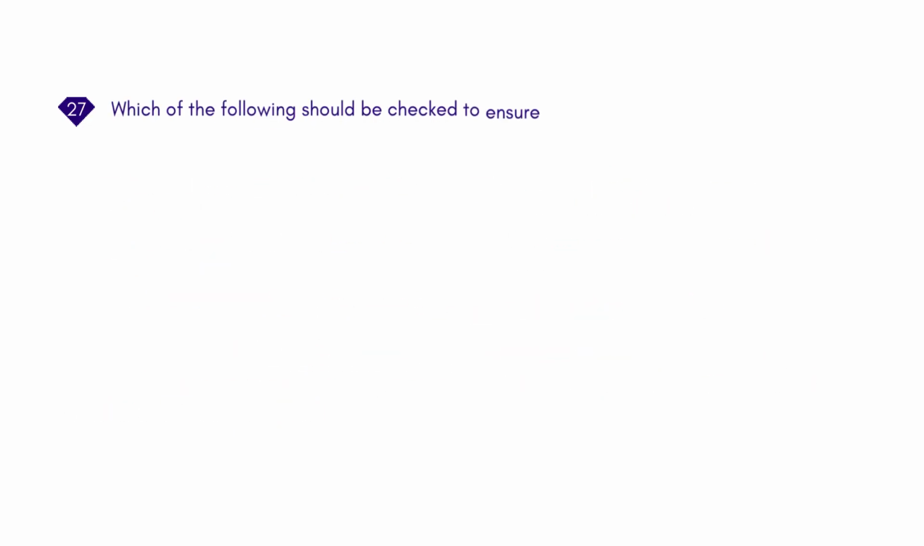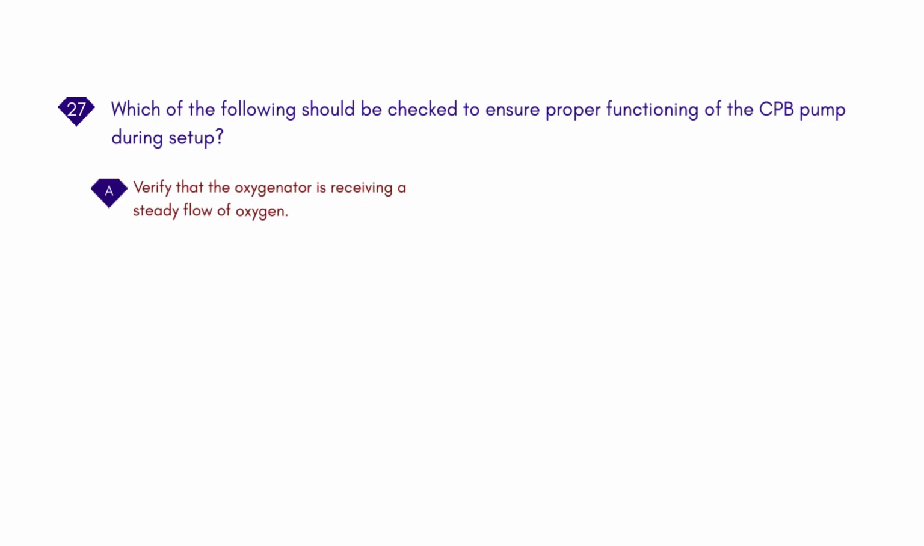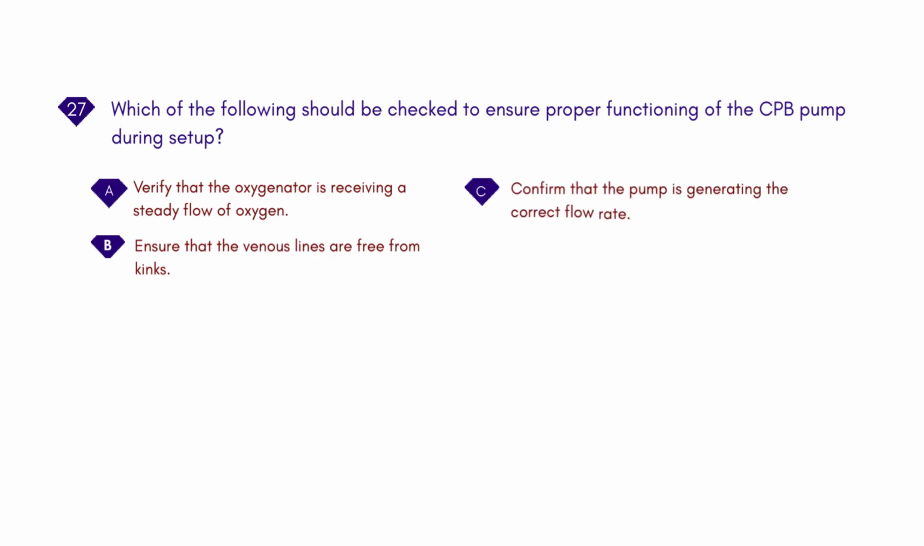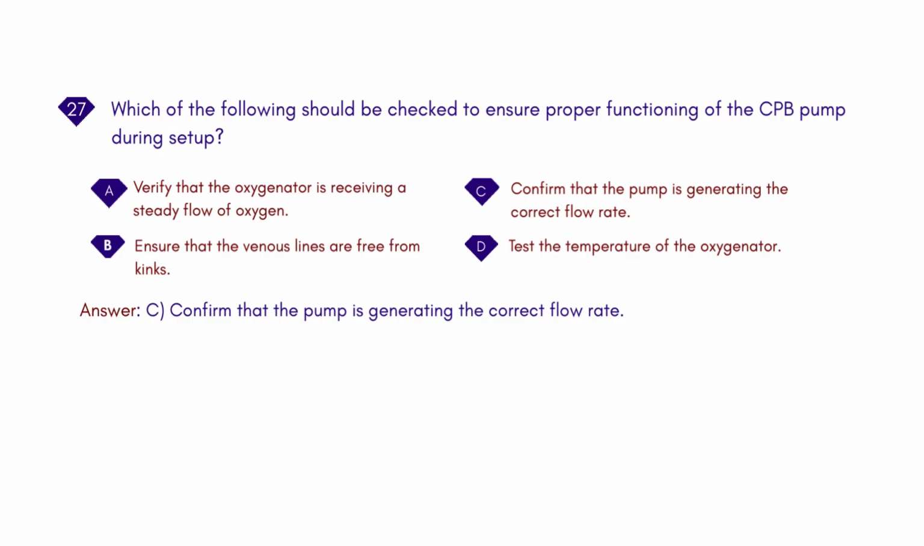Which of the following should be checked to ensure proper functioning of the CPB pump during setup? A. Verify that the oxygenator is receiving a steady flow of oxygen. B. Ensure that the venous lines are free from kinks. C. Confirm that the pump is generating the correct flow rate. D. Test the temperature of the oxygenator. Answer: C. Confirm that the pump is generating the correct flow rate.